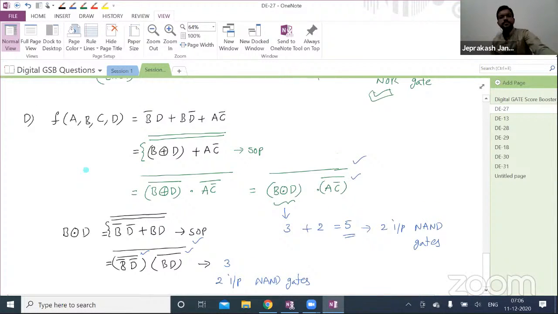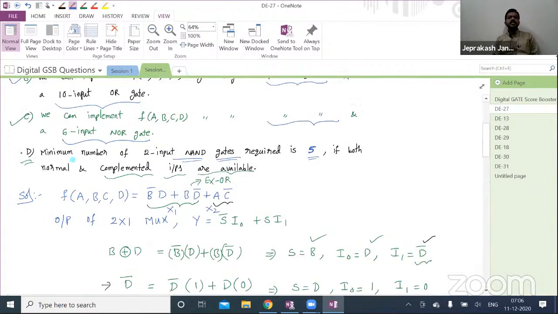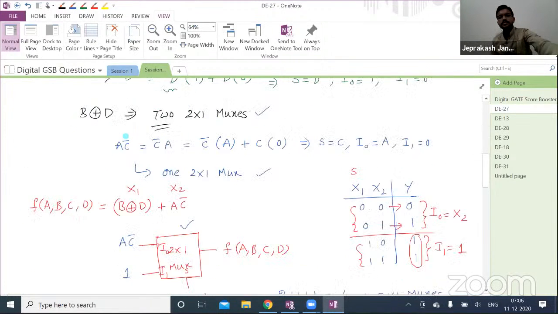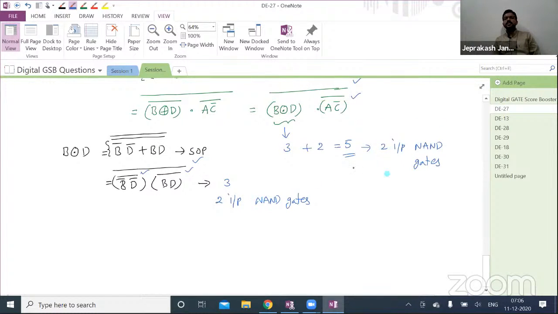Is it clear? So that means option D is the correct one. Here we require 5 2 input NAND gates if both normal and complement inputs are available. So for this question, all the 4 choices are correct. Is it clear? Any doubt regarding the number of NAND gates? I hope it is clear, right?